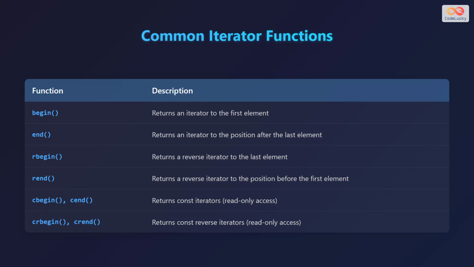The cbegin and cend functions return constant iterators, providing read-only access to the elements. Similarly, the crbegin and crend functions return constant reverse iterators, also providing read-only access to the elements in reverse order.